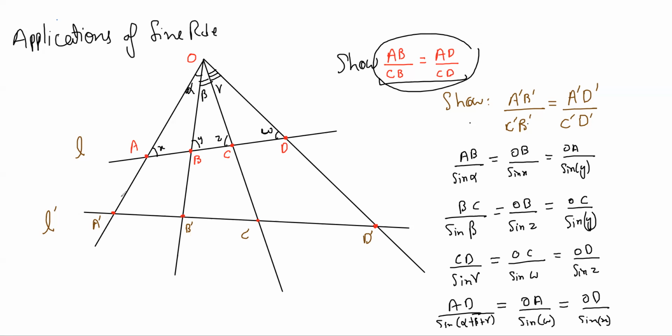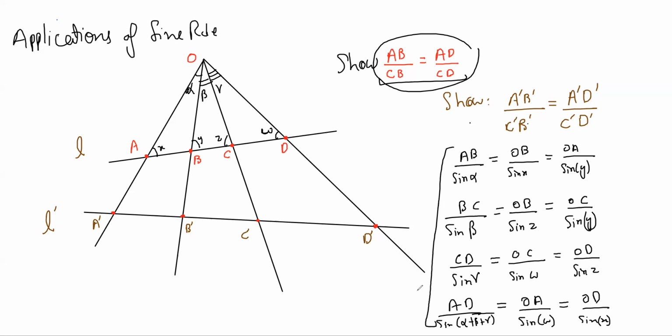Now you see, if you take these equations and simply try to eliminate X, Y, Z, and W, then you are bound to get an equation which contains AB, BC, CD, AD, and alpha, beta, gamma. Right? That is what will happen.